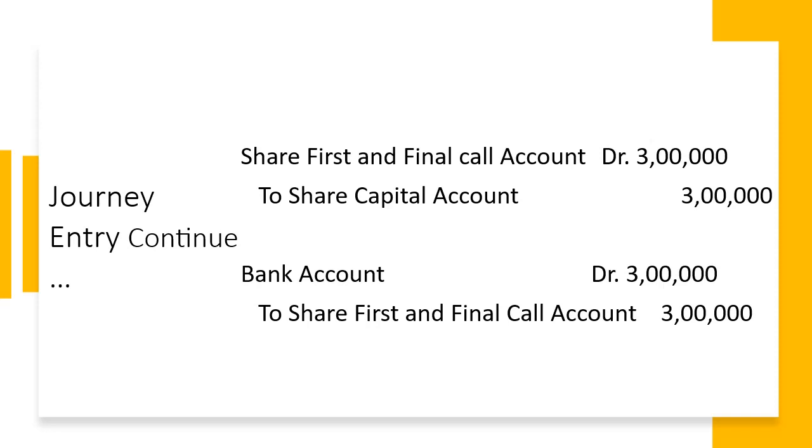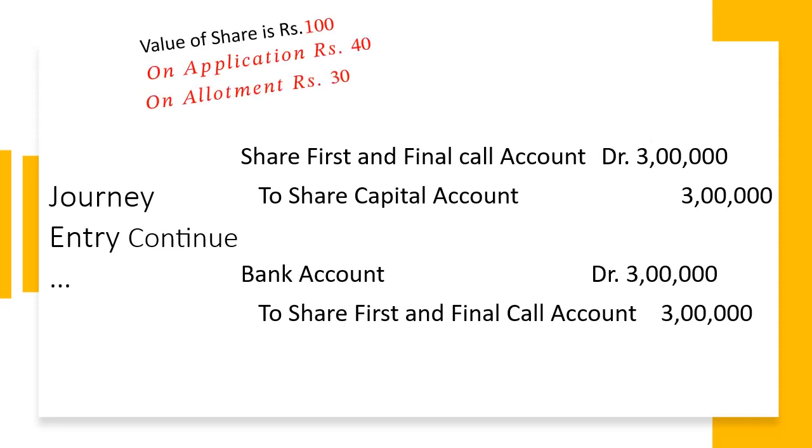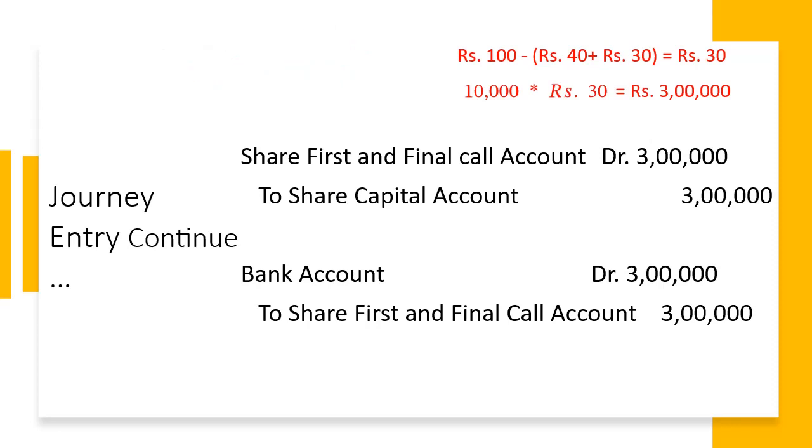The total value of a share is 100 rupees, out of which 40 rupees were collected on application and 30 rupees were collected on allotment. This means that the remaining amount to be collected from the shareholders is 30 rupees per share. Since the company issued 10,000 shares, the total amount to be collected from the shareholders is 3 lakh rupees. The journal entries for the call of the first and final call money would be as follows.